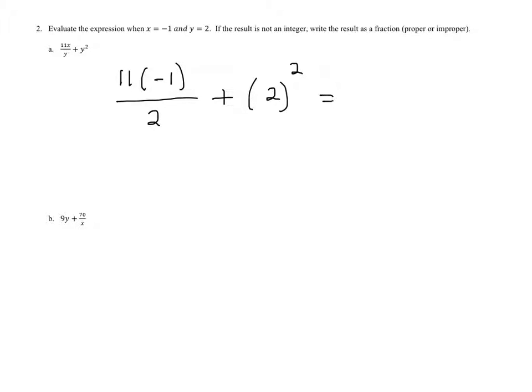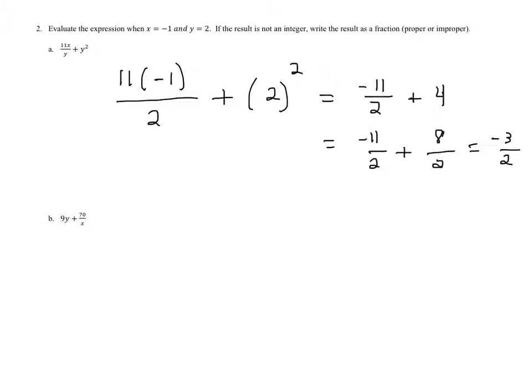So here we go. 11 times the negative 1 is a negative 11 all over 2, and 2 squared is 4. Now what I would like to do is rewrite this so that I can add the fractions. I need a common denominator, which is 2. So 4 is 8 over 2, right? And negative 11 plus 8 will give me a negative 3 over 2, and I'm done. No, I don't have to change it to negative 1.5 because it says you can write it as an improper fraction. So leave it.